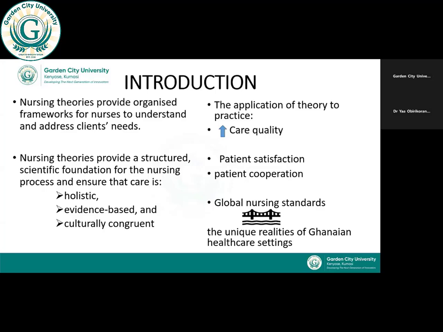And so, please, using a theory in the context of our Ghanaian culture helps you to better apply it and also to bridge that gap between global nursing standards and the uniqueness of our healthcare system.